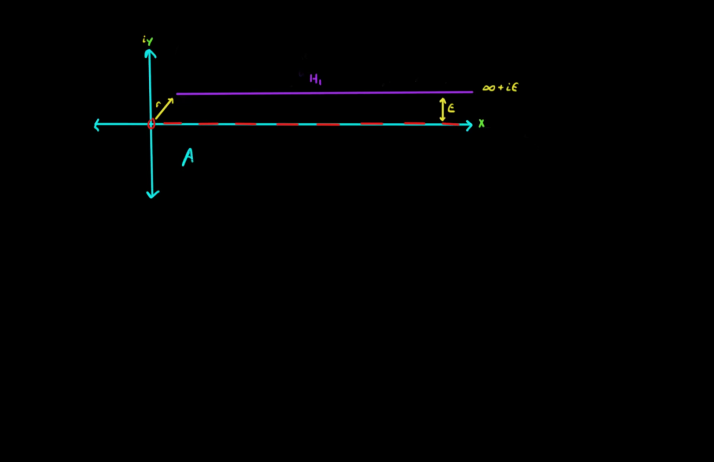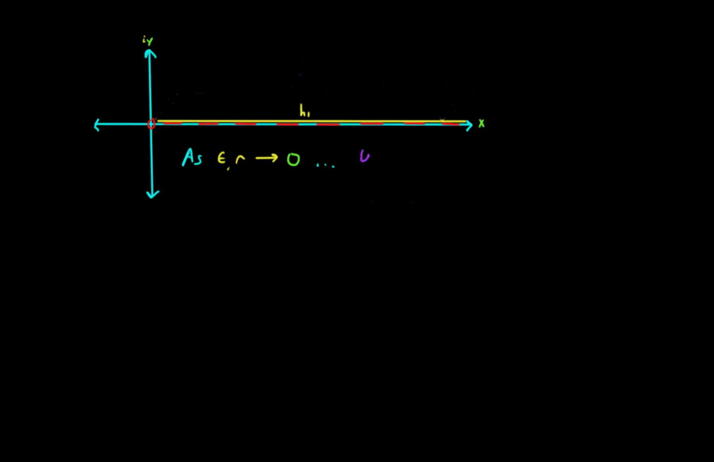Now, if we take the limit as epsilon and r both go to 0, this line becomes infinitely close to the x-axis. And so if I were to parametrize this line, this limit contour, our point w on the contour would just become x. Right, the imaginary part of w is going to 0 as I shrink epsilon down to 0.